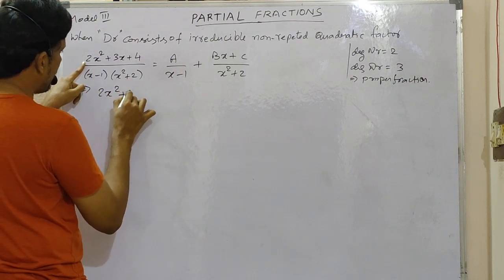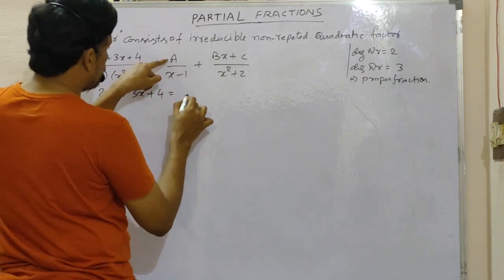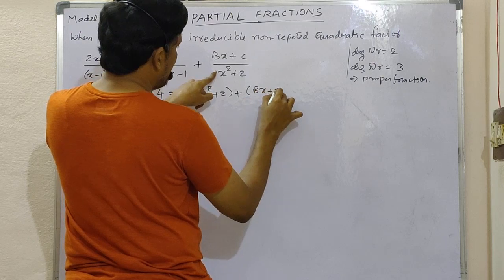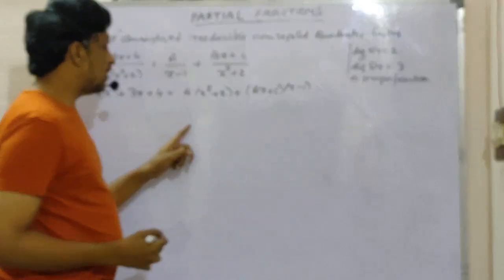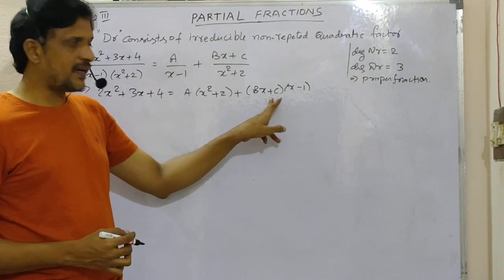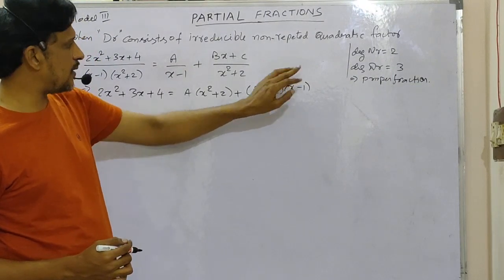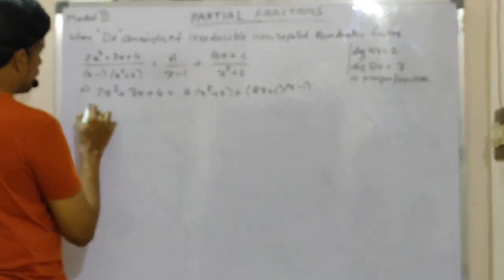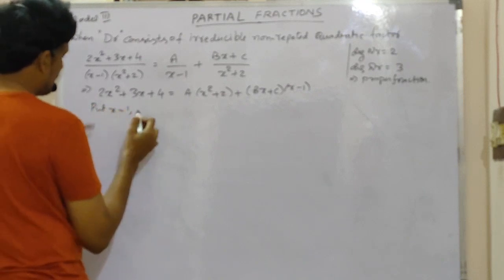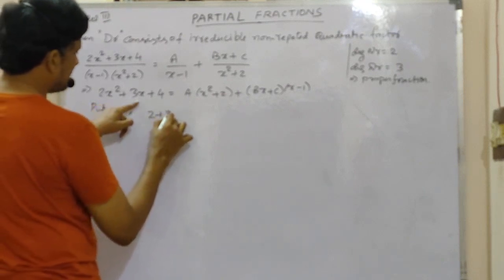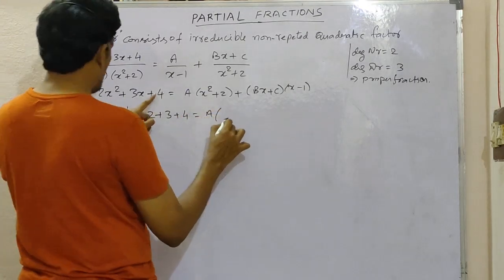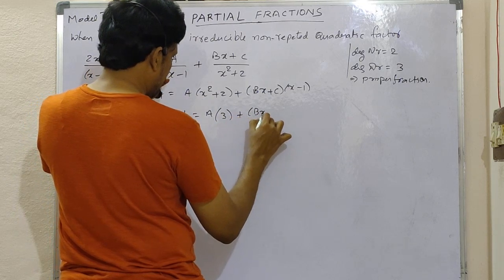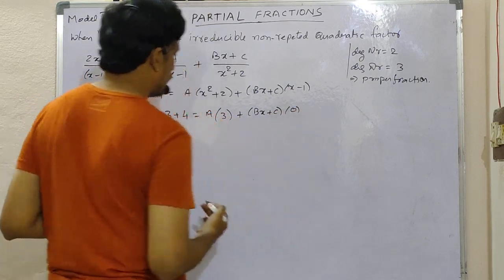Then you will get 2x² + 3x + 4 = A(x² + 2) + (Bx + C)(x − 1). So x − 1 is a factor of the second term. If you put x = 1, x − 1 will be 0, so you can eliminate both B and C and get the value of A. So put x = 1. Then this will be 2 + 3 + 4 = A(1² + 2) + (B·1 + C)(1 − 1), which is 0.